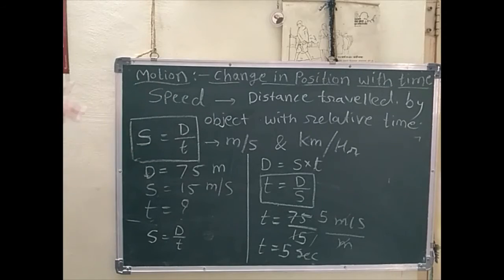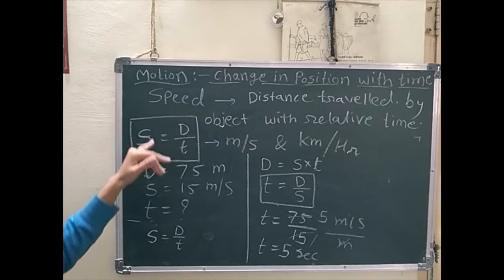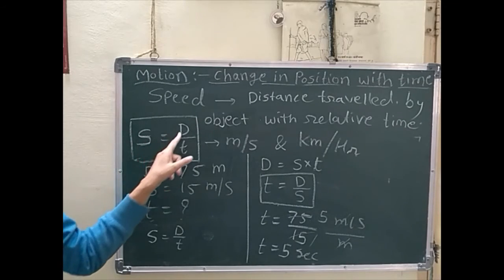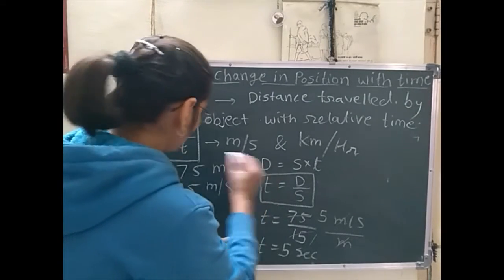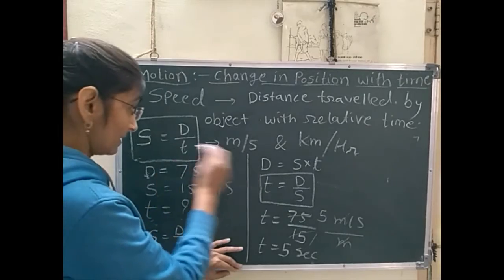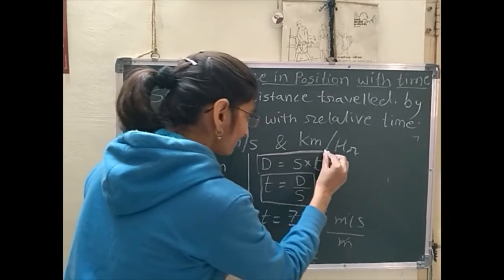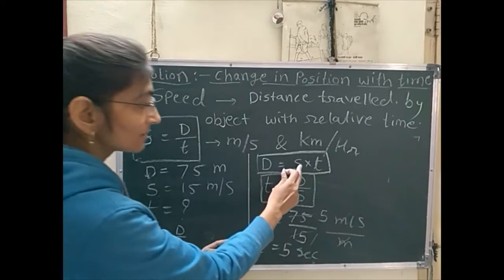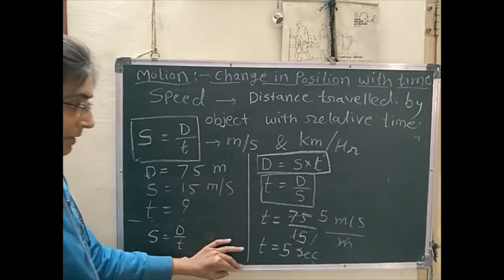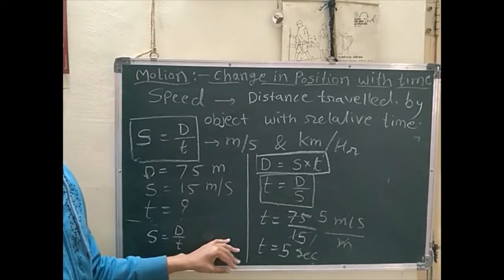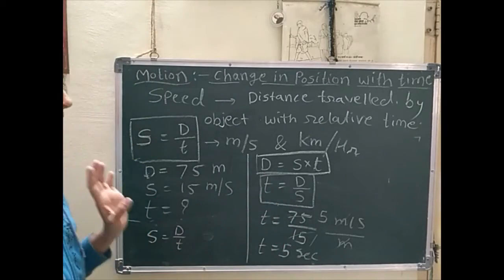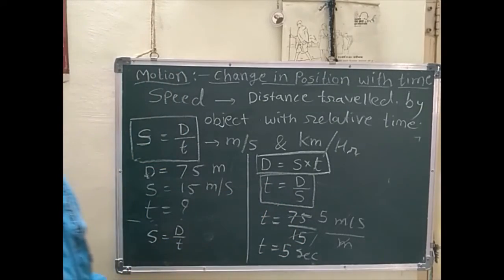Okay, so this was how to solve the numerical. If two terms are given, we can easily take out the third term by using the different formulae. First formula: speed is equal to distance divided by time. Second, if we have to take out distance, then speed into time. Then if we have to take out time, we write distance divided by speed.